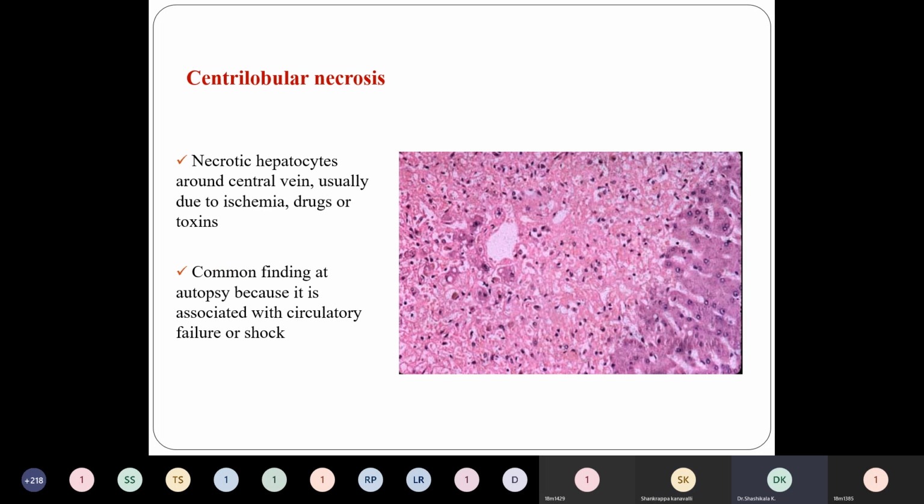Next you have centrilobular necrosis. In this picture you can see a focal necrosis around the central vein. Here are necrotic hepatocytes around the central vein, usually due to ischemia, drugs or toxins. It is a common finding at autopsy because it is associated with circulatory failure or shock.